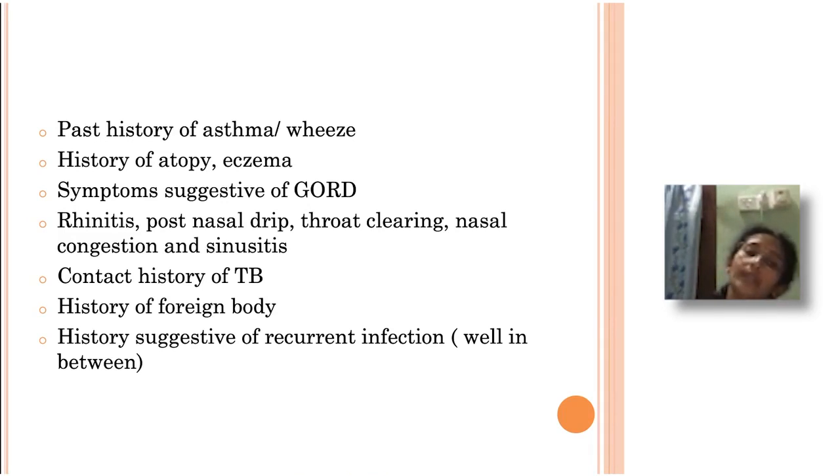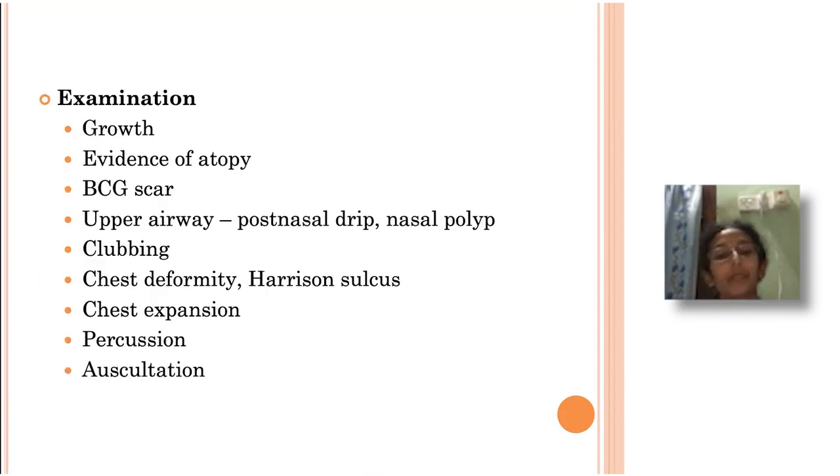We should always ask about a history of TB. And for history of foreign body, if the cough started after a choking episode, it will favor foreign body aspiration. Finally, we have to ask whether it is a recurrent infection, whether the child is well in between or whether it is a continuous cough, to see whether it is one infection or one syndrome.